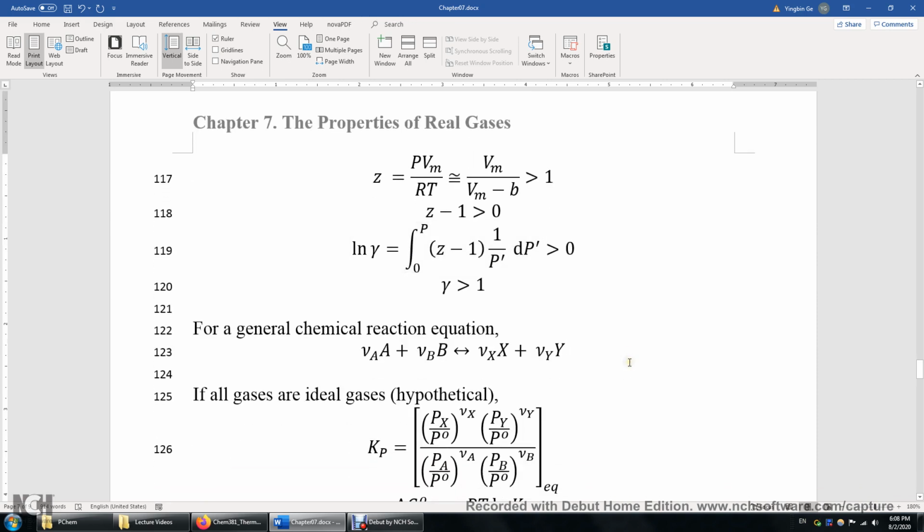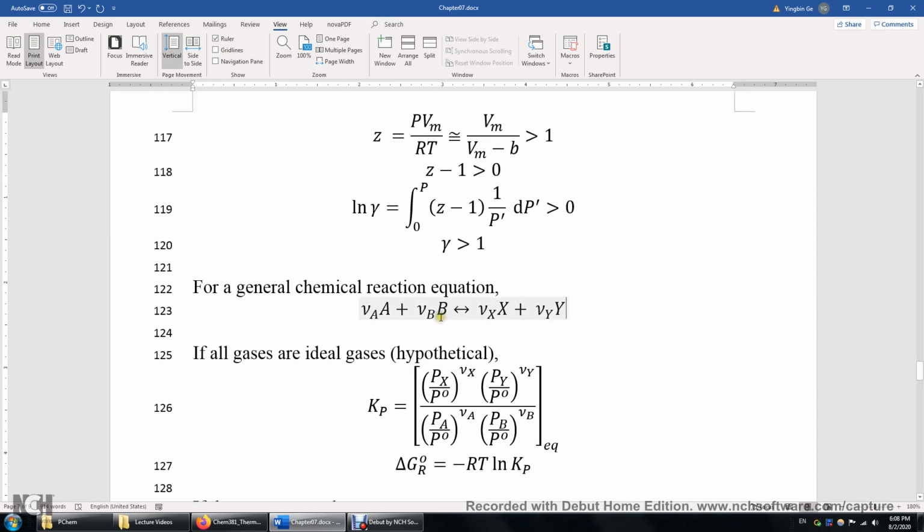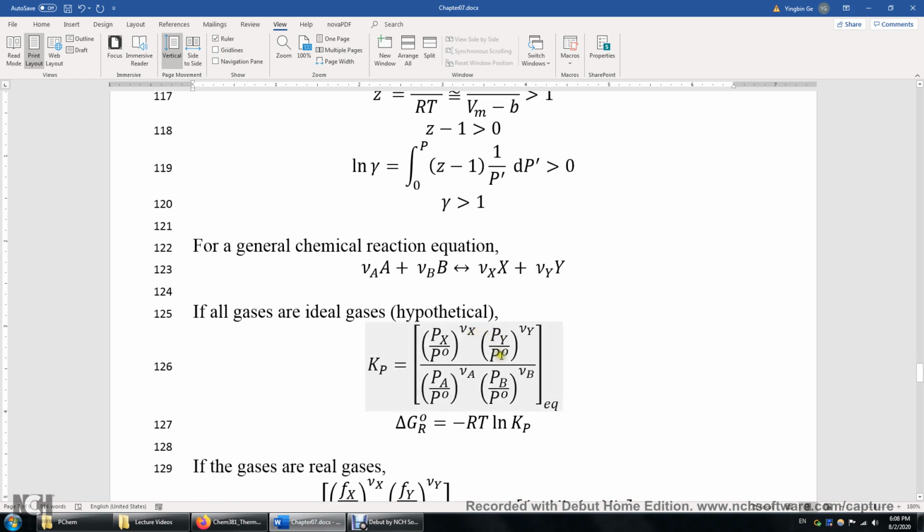Now let's get back to the chemical reactions. For a general chemical reaction like this, we can write out the equilibrium constant of pressures, assuming all gases are ideal gases. It's very simple. We put the products on top, reactants on the bottom. Whenever we see a pressure of a gas, we divide that pressure by P naught. This is to compare the pressure with the standard pressure. And then we take care of the coefficients.